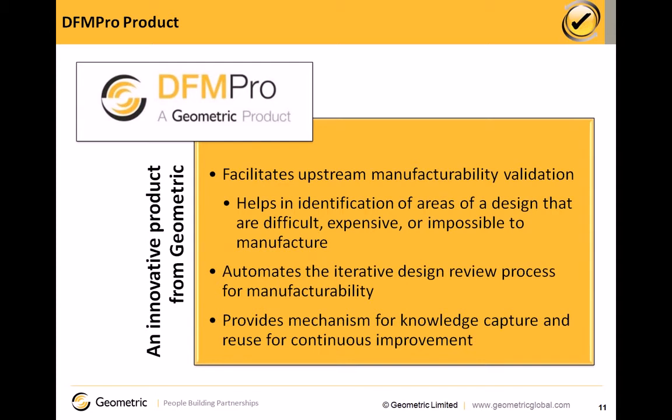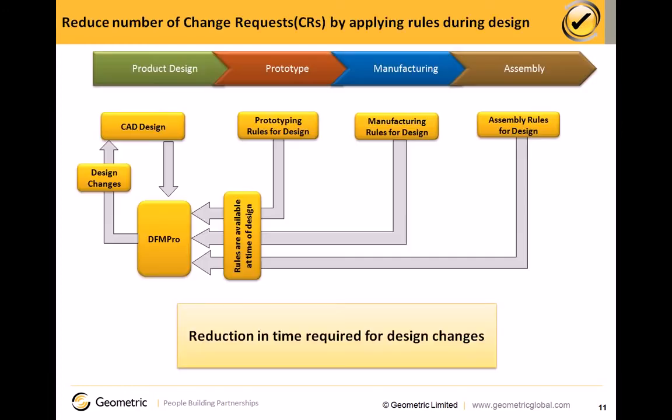DFMPro helps users automate the iterative design review process for manufacturability. So if it takes a couple of hours to go through a design, verify the draft angles, verify the wall thickness variations, check for adequate parameters for a rib, for a boss, using DFMPro, it can be possible within minutes. In addition to the standard checks, DFMPro also provides a mechanism using which you can capture the manufacturing knowledge within the organization and reuse it for continuous improvement.